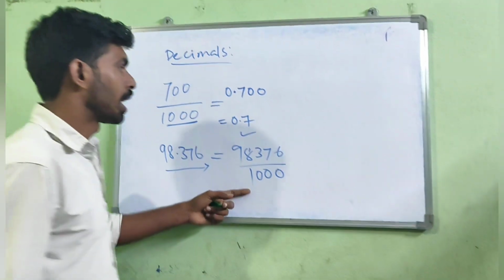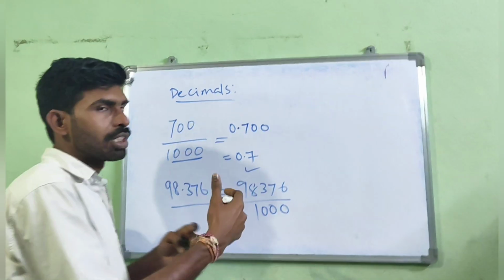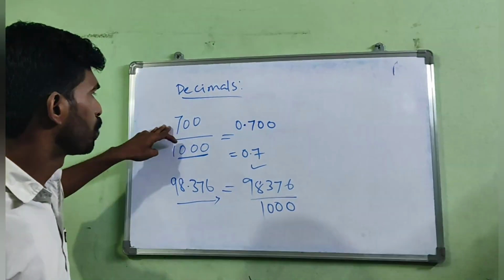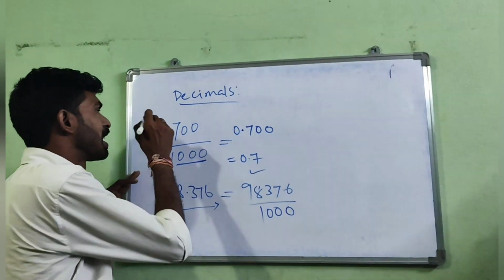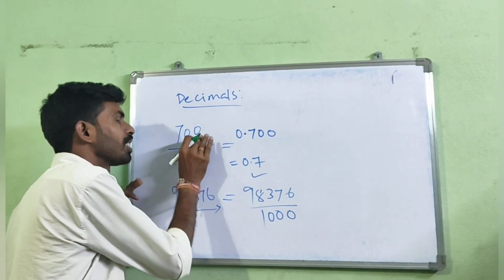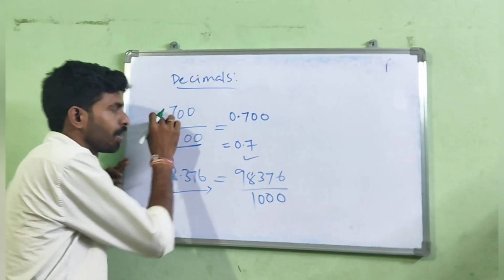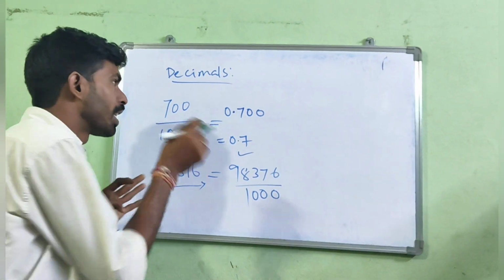Like this, we need to convert from one form to another. If we have 3 zeros, we need to put the decimal point after 3 digits. If you have 2 zeros, after 2 digits. If you have 10 zeros, after 10 digits.